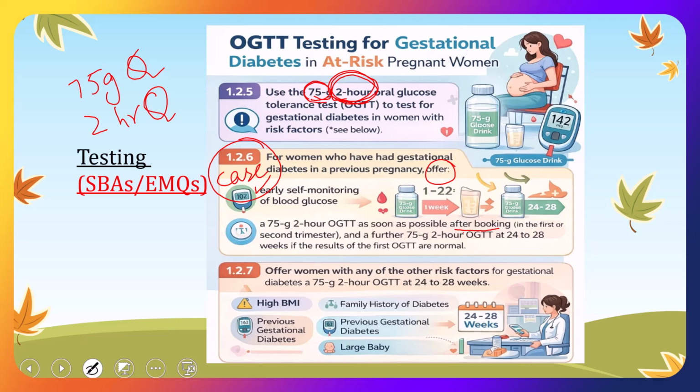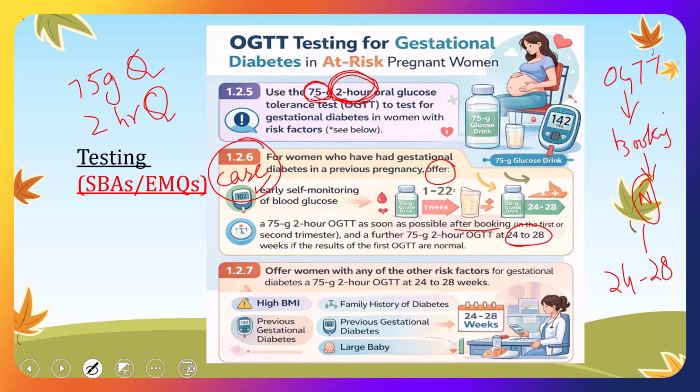And if that comes normal, a further 75 gram 2-hour OGTT is again repeated at 24 to 28 weeks of gestation, because we have to screen the patient. This patient is at high risk of developing GDM. So how are you going to remember that if a patient is giving a history of gestational diabetes in a previous pregnancy, we are going to do OGTT first at booking, and if that comes out to be normal, then the second test is repeated again at 24 to 28 weeks.